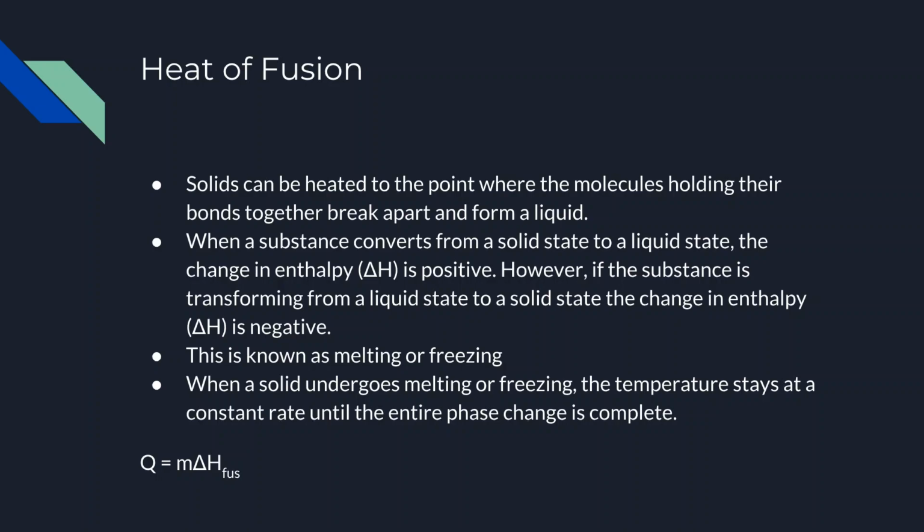So we know to use the heat of fusion when they say melting or freezing in the equation. When a solid undergoes melting or freezing, the temperature stays at a constant rate until the entire phase change is complete. So for heat of fusion, we use the equation Q equals m times delta H of the heat of fusion.